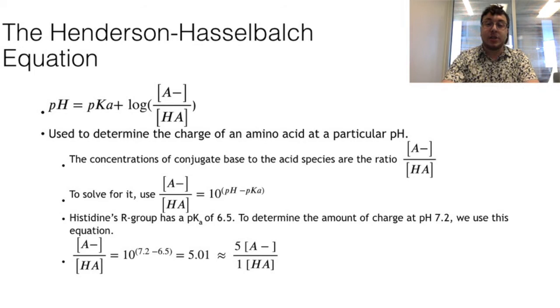This determines the ratio of molecules which will act as either the acid or conjugate base in the solution. If we solve for the ratio of conjugate base per acid, it's 10 raised to the power of the pH minus the pKa value of that specific amino acid. If we wanted to do this with histidine as an example, which has a pKa of 6.5, and it was in a solution of pH 7.2, we would subtract 6.5 from 7.2 and raise 10 to that power. This gives us a ratio of about 5 to 1.